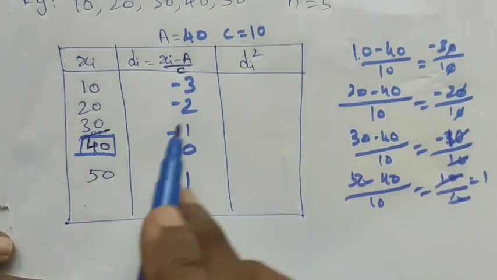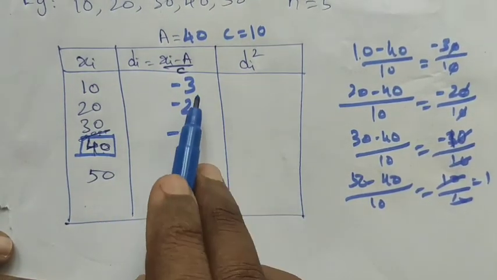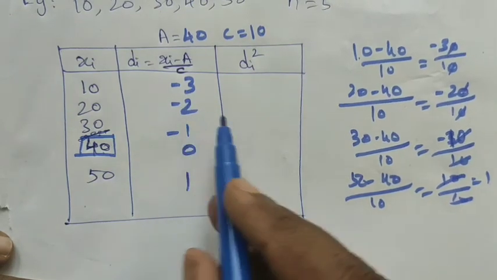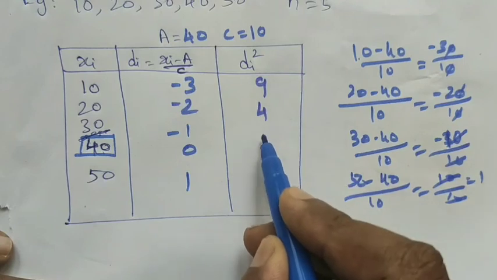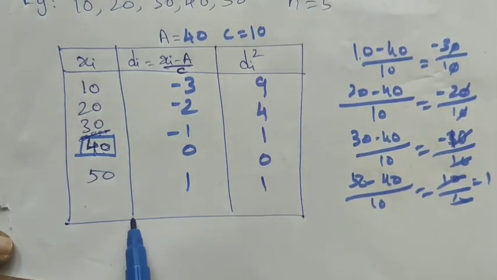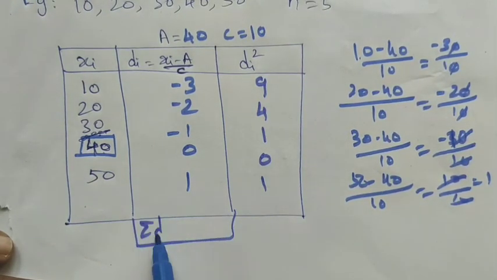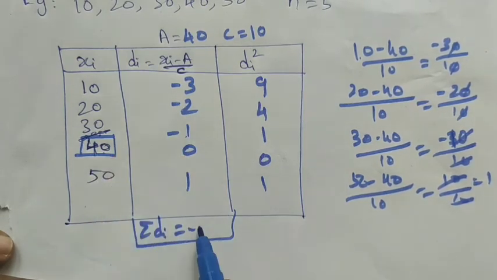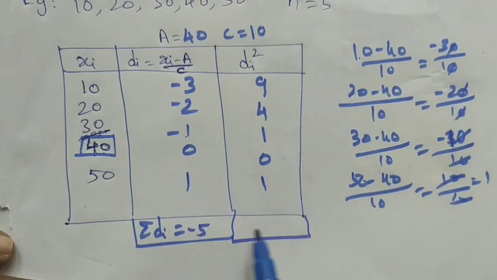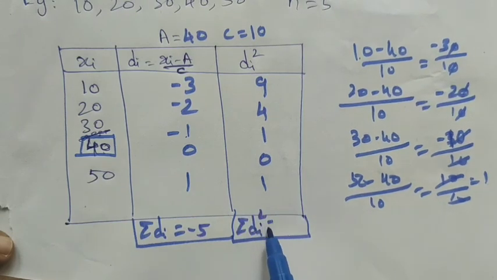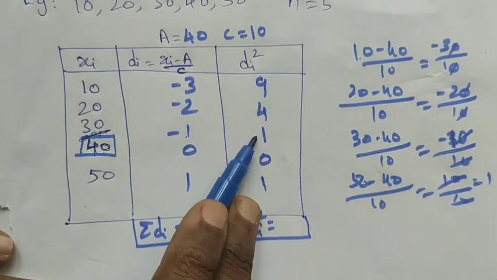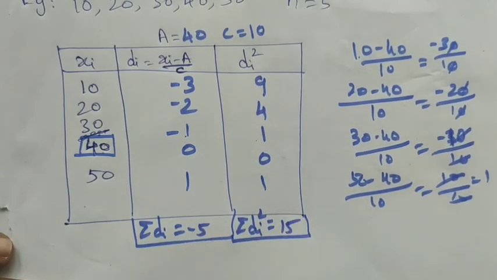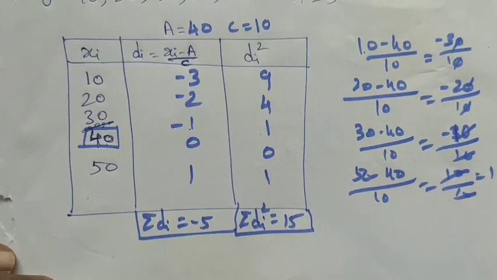Now di square. In the last assumed mean method we had 30 something, and 30 was squared. Here we have very simple values: 9, 4, 1, 0, 1. So summation di is equal to the sum of these, plus 1 and minus 1 are cancelled, so we get minus 5. Here summation di square is equal to 15. Here we are going to apply it in the formula.